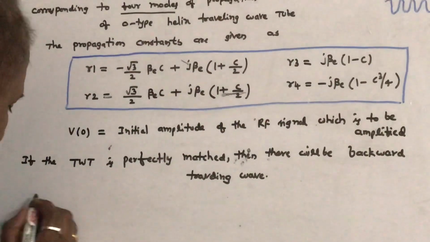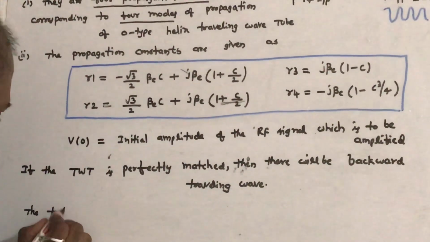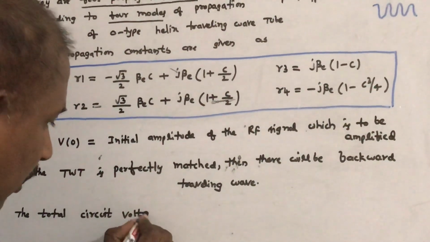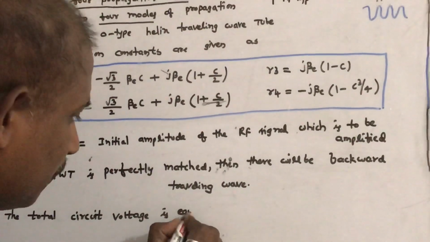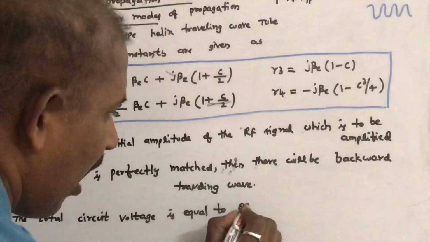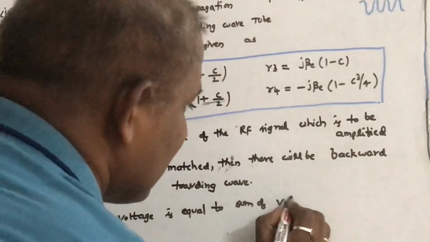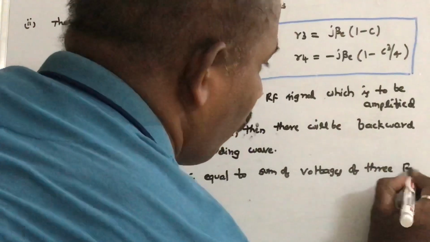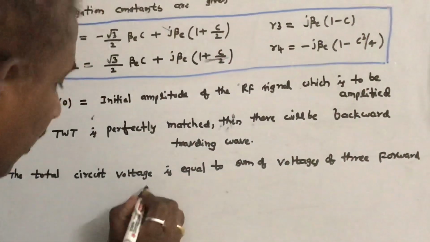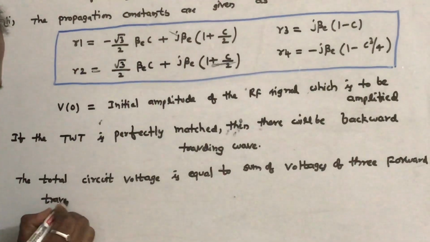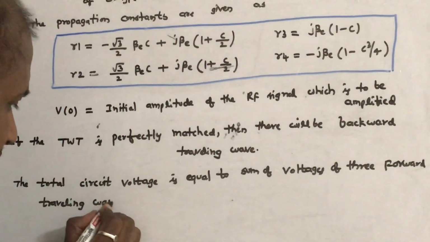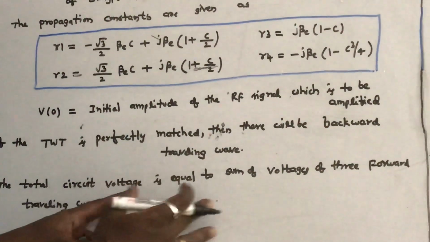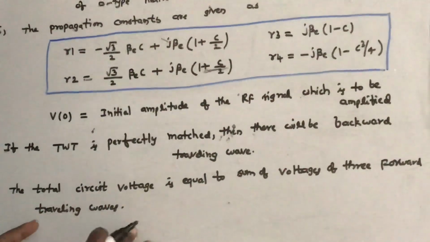So in that case, the total circuit voltage is equal to the sum of voltages of three forward traveling waves. What is this statement? Then the total circuit voltage of this traveling wave tube or the circuit is equal to the sum of voltages of three forward traveling waves.